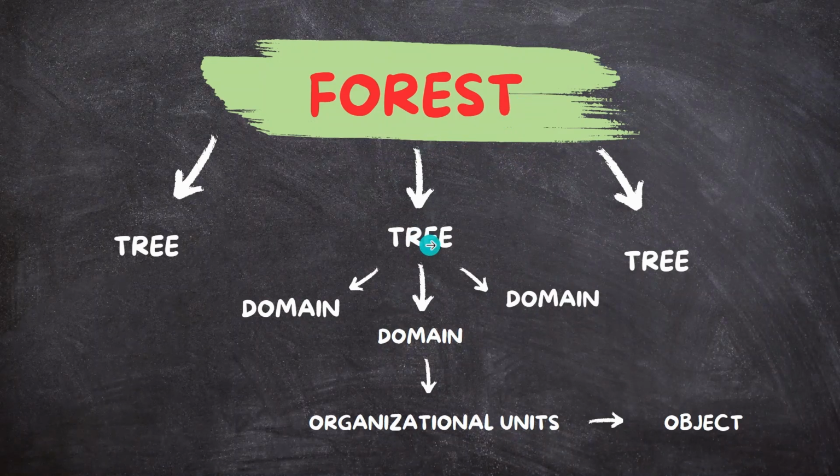Then under the forest, we have a tree. A tree is a group of related domains. Think of a tree like a division in a company. Then going down, a domain is a logical group of network objects. So in the real world, a domain is a department in the company. Think of it as the HR department or the IT department.